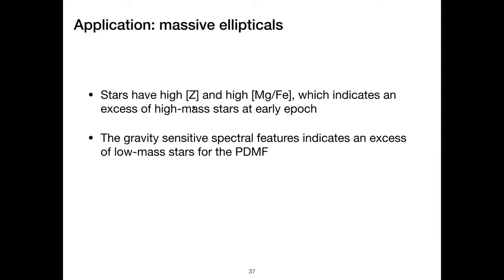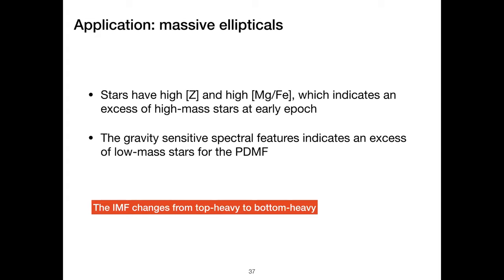So that is the first observational constraint: to fit the total metallicity and the alpha enhancement of these galaxies, and it suggests an excess of massive stars when the galaxy forms. Now we have seen previously that the gravity-sensitive features indicate an excess of low mass stars for more massive ellipticals with higher metallicity. So this seems to suggest the IMF is initially top heavy with more massive stars, and at the present day it somehow becomes bottom heavy with more low mass stars.